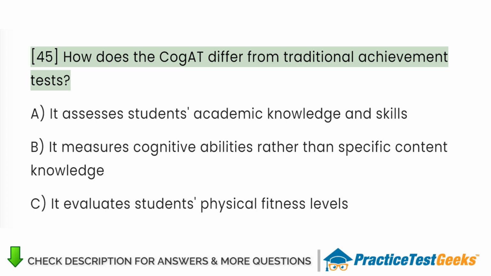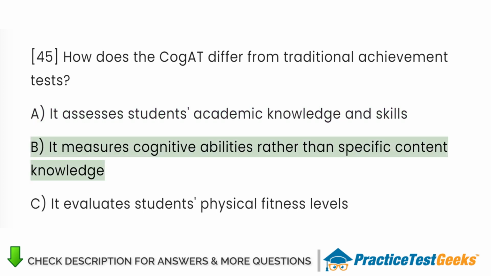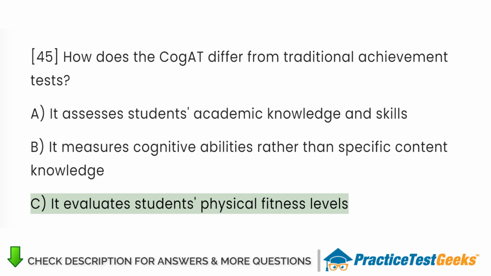How does the CogAT differ from traditional achievement tests? A. It assesses students' academic knowledge and skills. B. It measures cognitive abilities rather than specific content knowledge. C. It evaluates students' physical fitness levels.